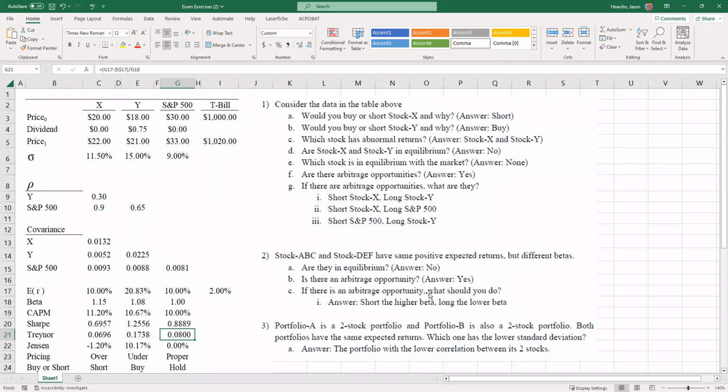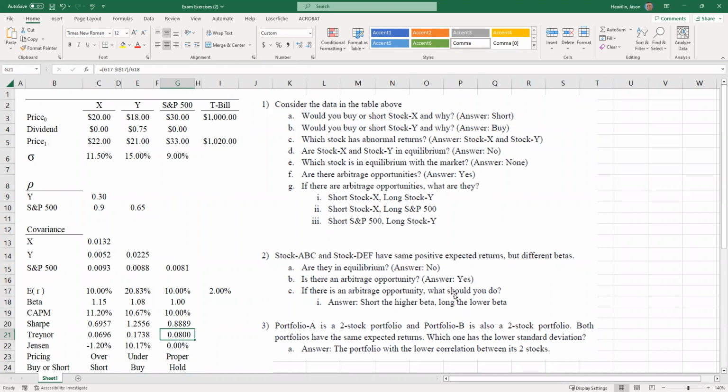So is there an arbitrage opportunity? The answer is yes, automatically. If you're not in equilibrium, the answer is yes. So far, we're able to answer these two questions without having to calculate anything. We just need to know the formula and how it works and what we're looking for. So this is more of a logic thing. Having different betas will lead to different Treynor ratios if you have the same numerator, expected returns and risk-free rate.